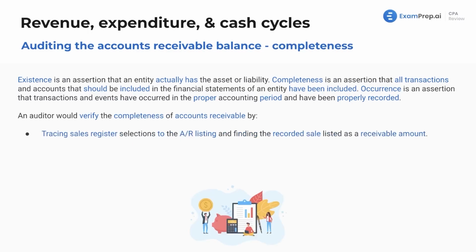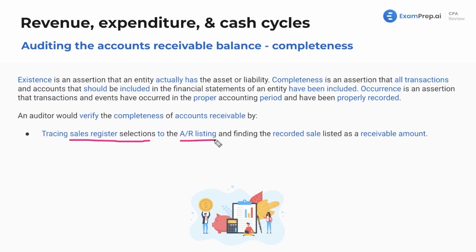Next up here, completeness. Really the difference here, completeness is going to be making sure that all transactions and accounts that should be included are actually included. And what are we going to do here? We're going to trace the sales register selections. So we're going to look through all of the listings of the sales transactions. Just go into the accounting records in the general ledger, and we're going to find all the sales. Now we're going to sample that, and we're going to pick some. Those are our selections. And we're going to try to trace those to the specific listing of AR.